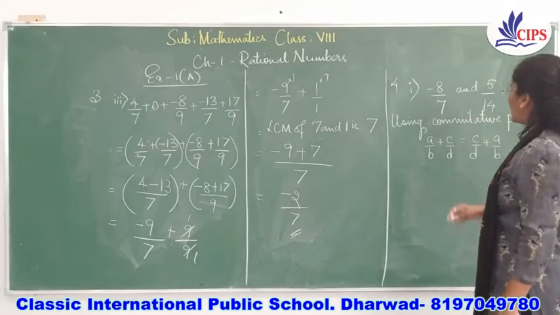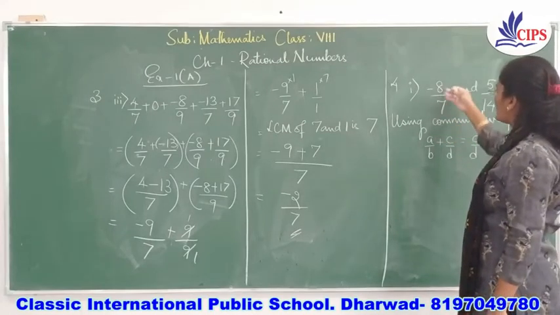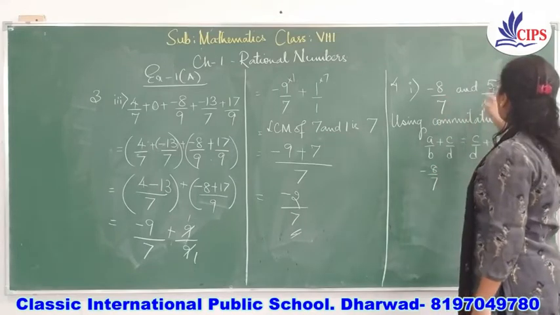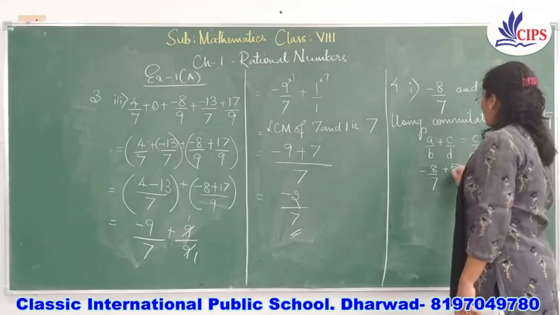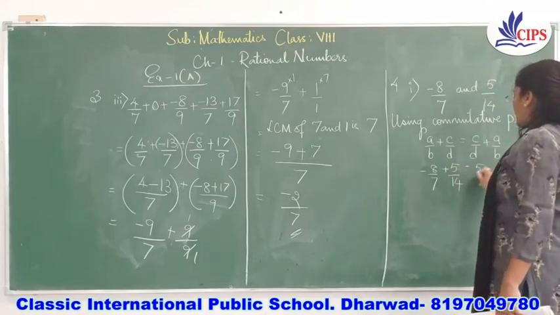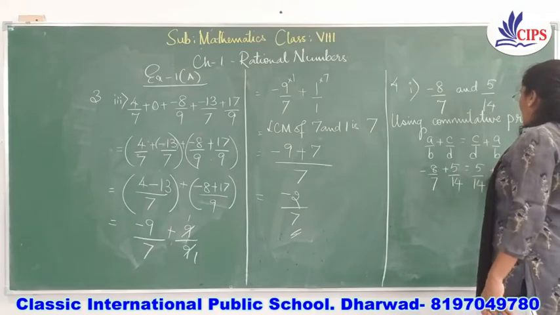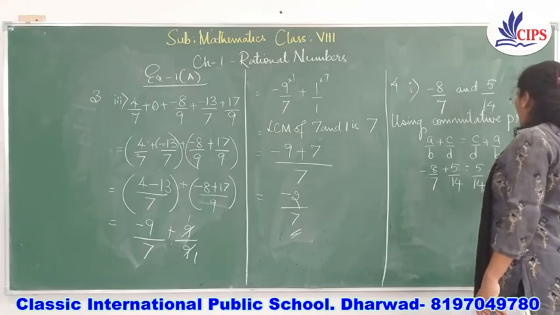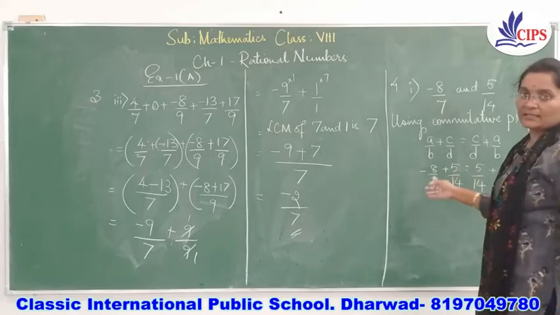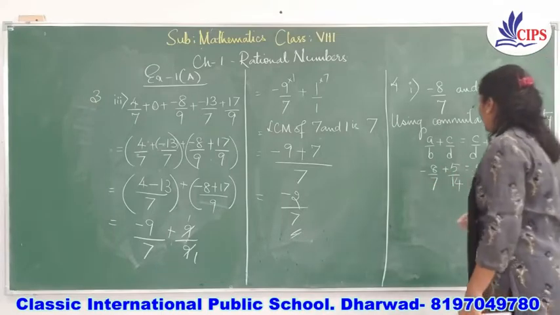Now we'll check with these numbers. So we'll consider A by B as minus 8 by 7 and C by D as 5 by 14. So here also the same numbers we'll write in reverse order, that is 5 by 14, and here we have got minus 8 by 7. Now we have to solve it on both the sides and verify whether it satisfies the commutative property.